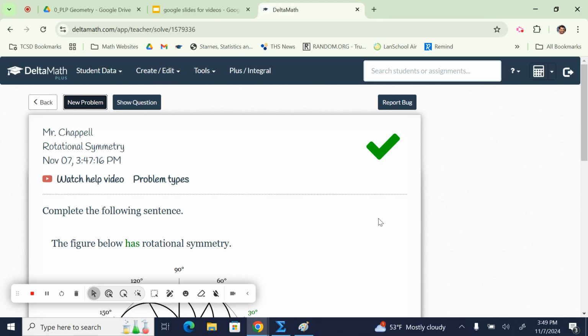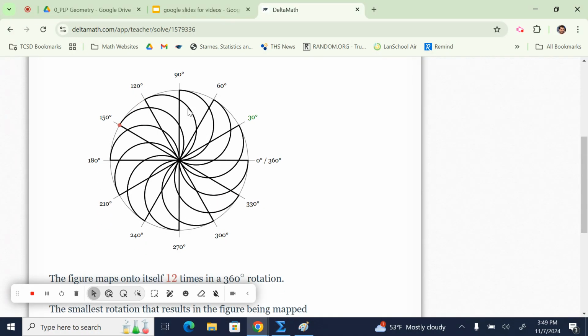So I'm pretty confident that is the correct answer. Okay, cool. All right, and you can see, right? It shows you all the different ones. 30, 60, see? All the way to 360.